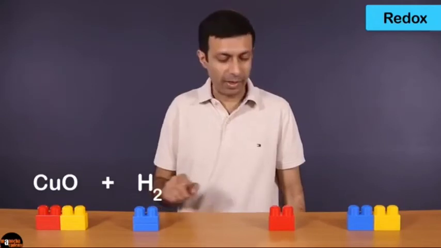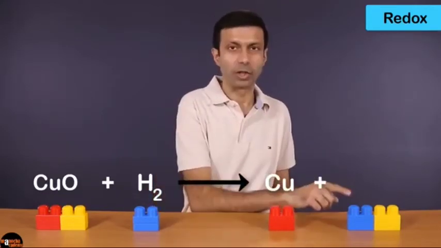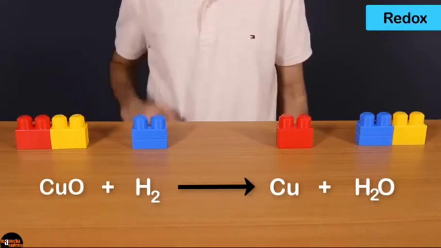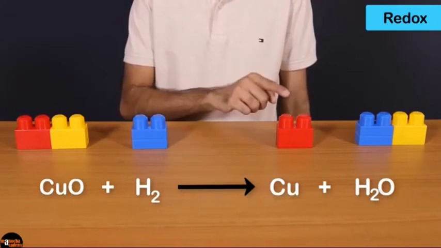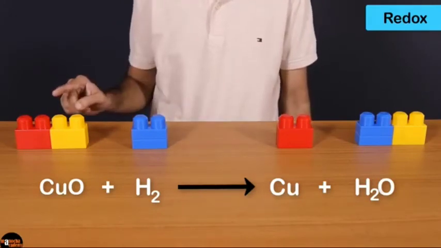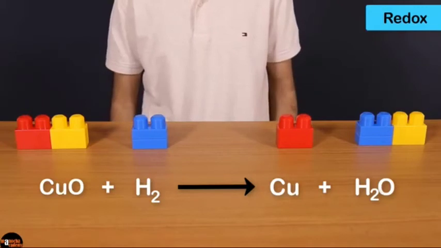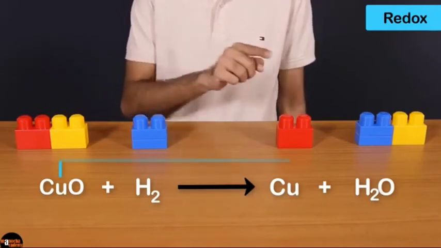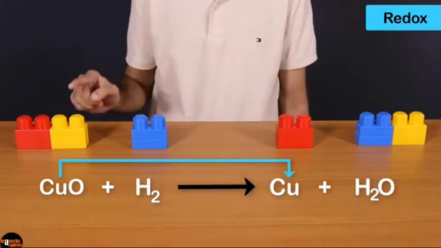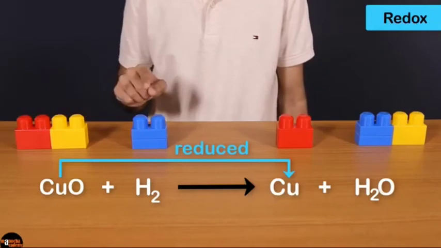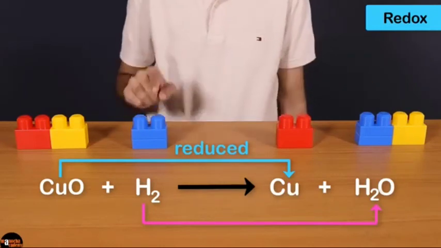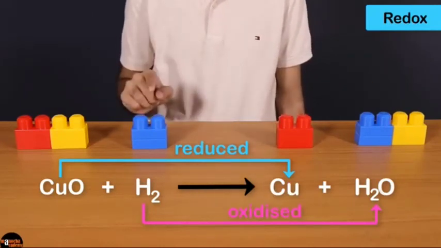Let's say we have copper oxide and hydrogen here, and when they react we get copper and water. Now if you look carefully, this is a displacement reaction because hydrogen is displacing copper from the compound copper oxide. Now let's take a look from the redox point of view. So if you look here, copper oxide is losing oxygen and becoming copper. So copper oxide is getting reduced here. And hydrogen is gaining oxygen and becoming water. So hydrogen is getting oxidized in this reaction.